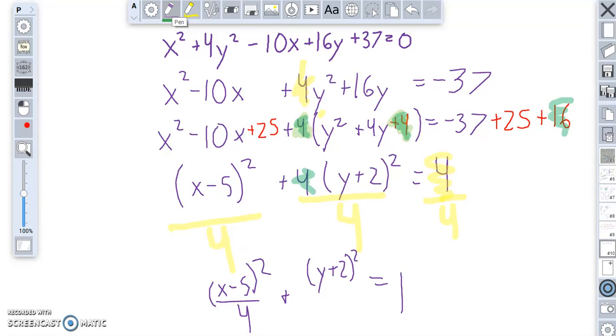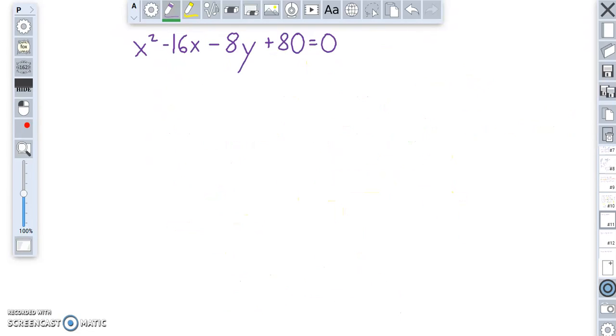If you really want to make it look like standard form of an ellipse, you can put that in there. A squared is 4, B squared is 1, A is 2, B is 1, major axis is 4, minor axis is 2. Next is this one.